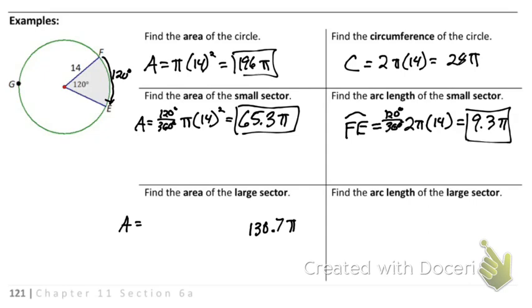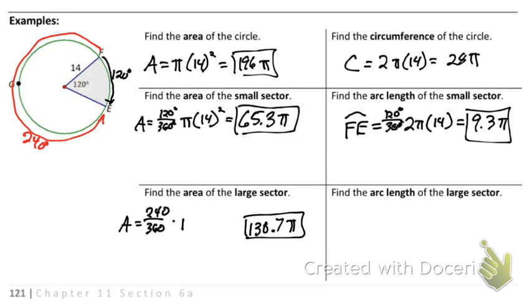All right. One way is to do that 196 pi minus 65.3. The other way we could have done it is we could have said, well, hey, if that arc is 120 degrees, that would make this 240 degrees, which means I could have also done 240 divided by 360 times our pi r squared. And we would also have come out with 130.7.